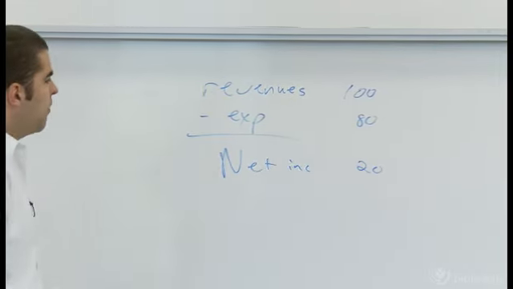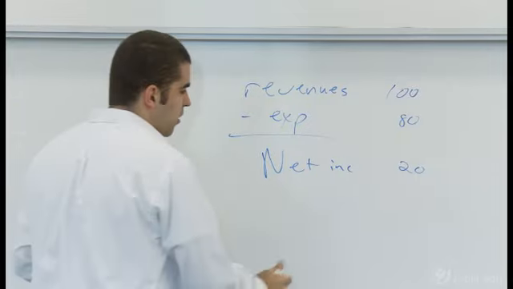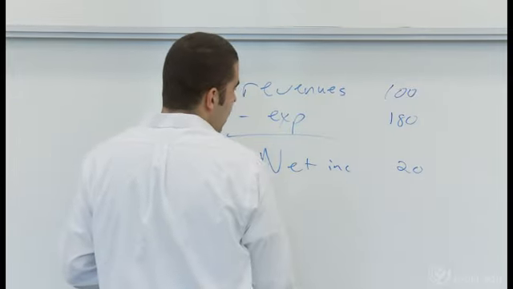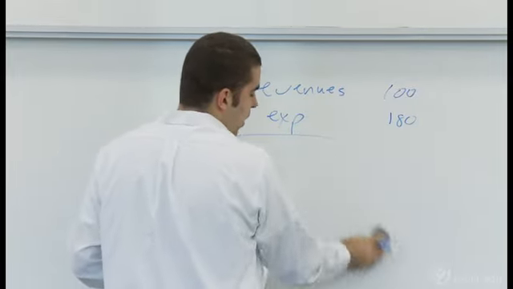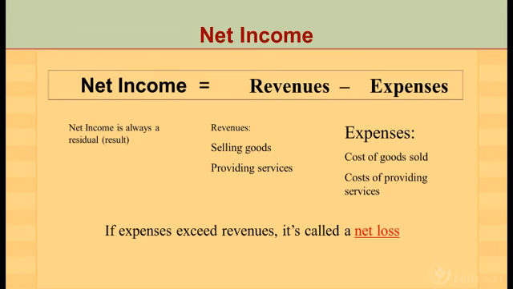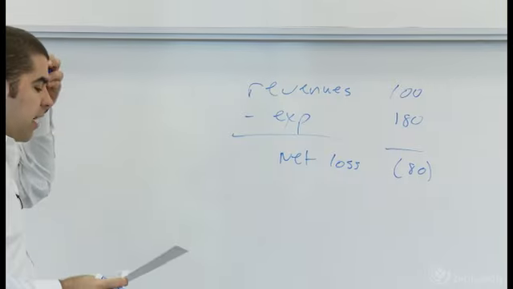Okay? What if the economy was bad? What if it didn't go so well? What if we had $180 of expenses? Well, we don't have net income anymore. We've got a problem. We've got a net loss. Sometimes you show that in brackets. We would have a net loss of $80.